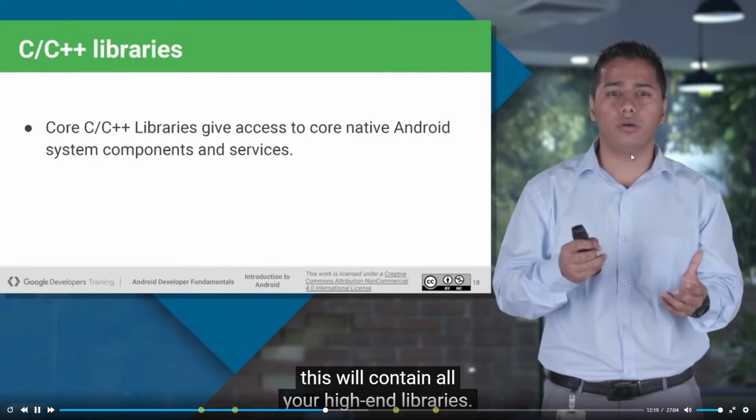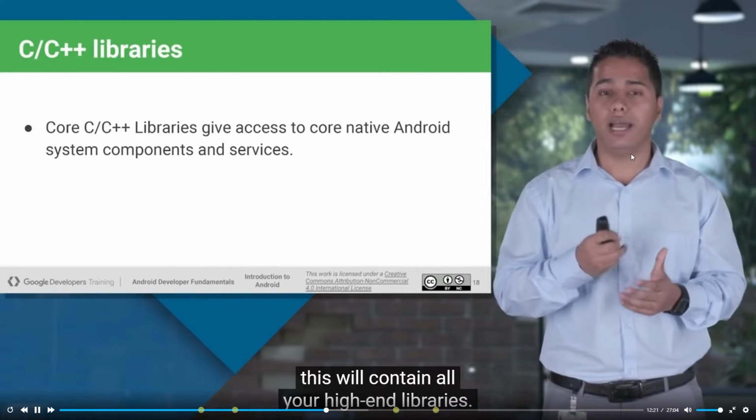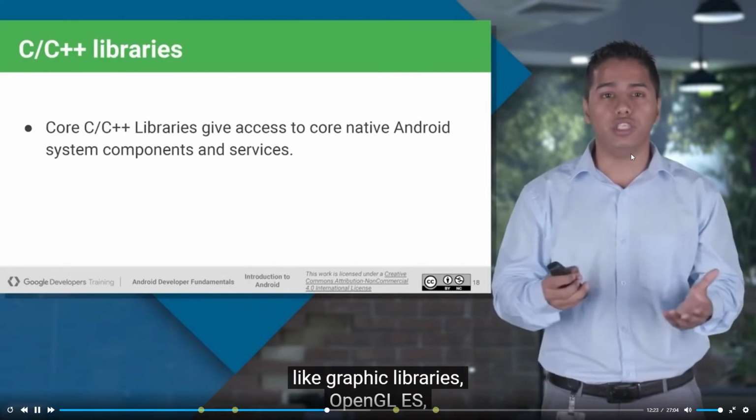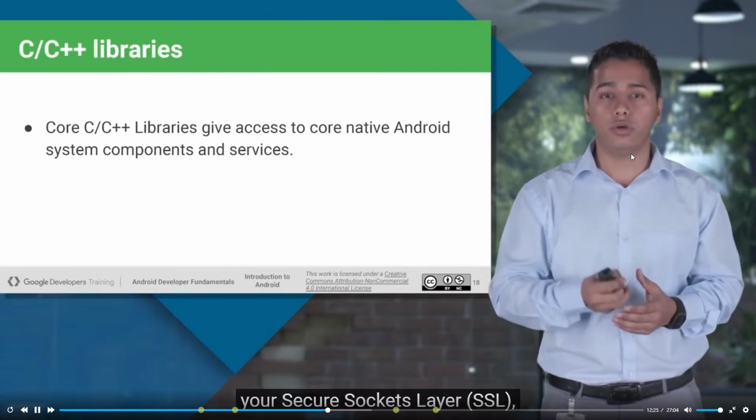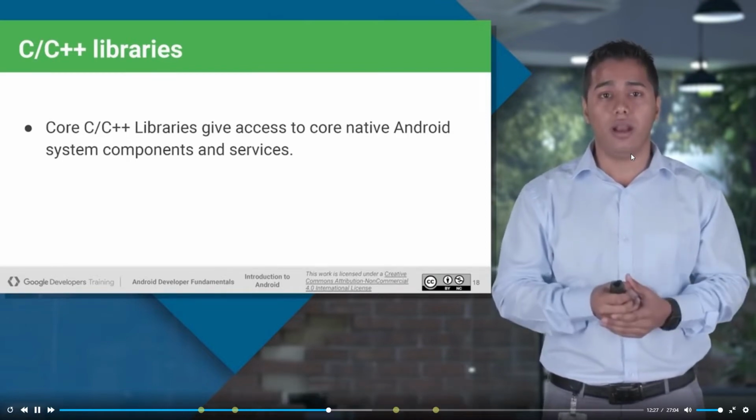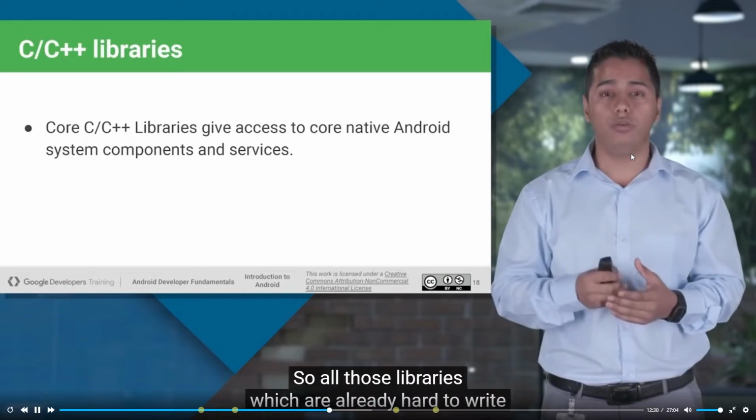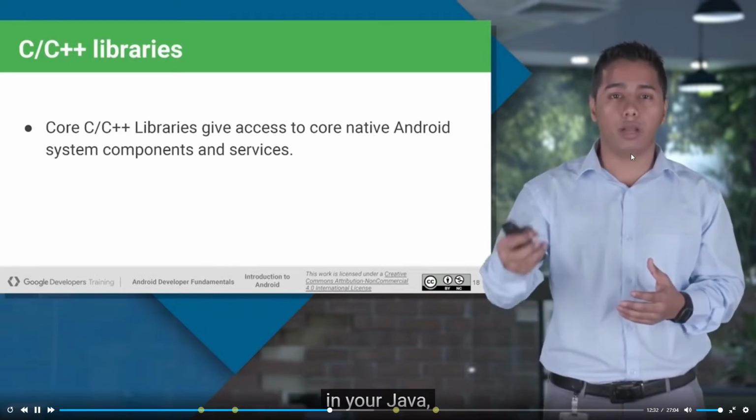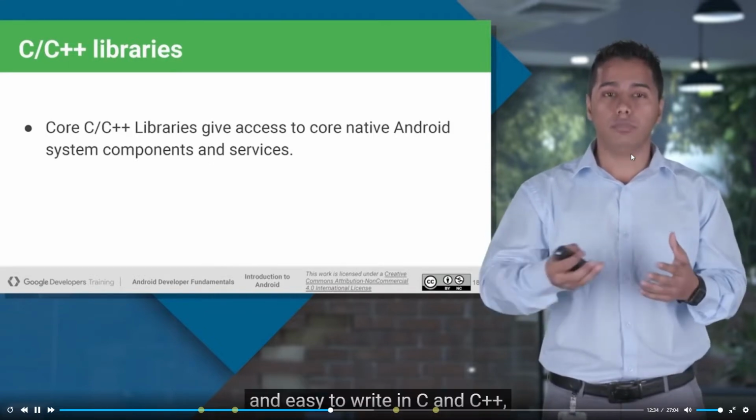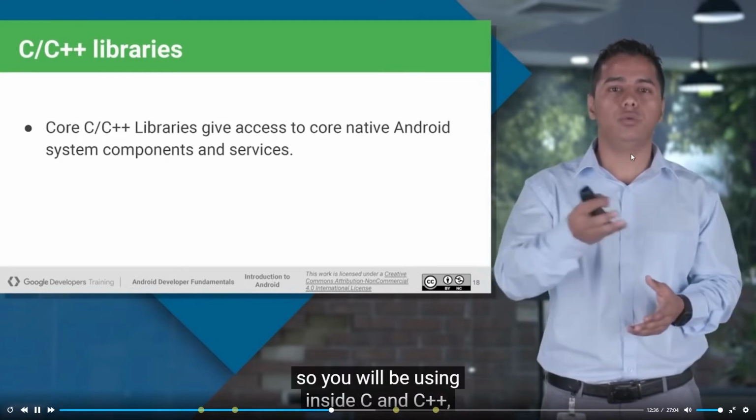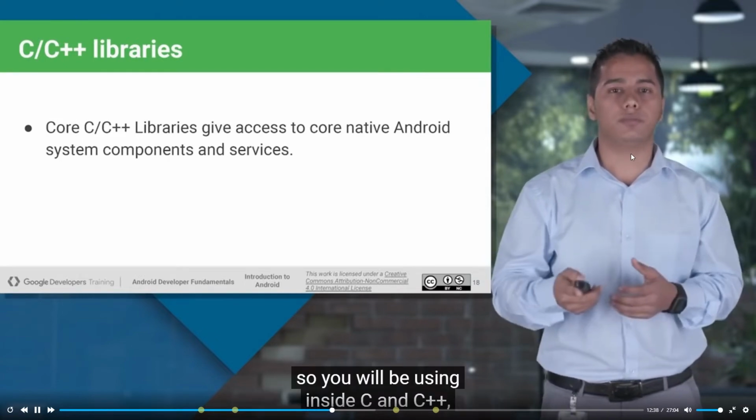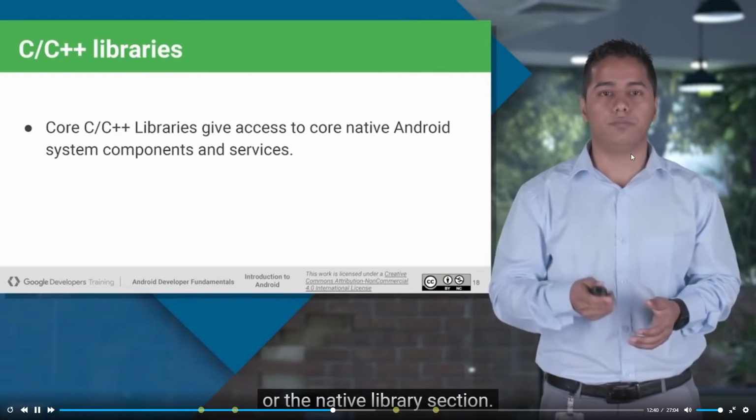This will contain all your high-end libraries like graphic libraries, OpenGL ES, your Secure Sockets Layer, SSL, and WebKit. So all those libraries which are very hard to write in Java and easy to write in C and C++, you will be using inside the C and C++ or native library section.